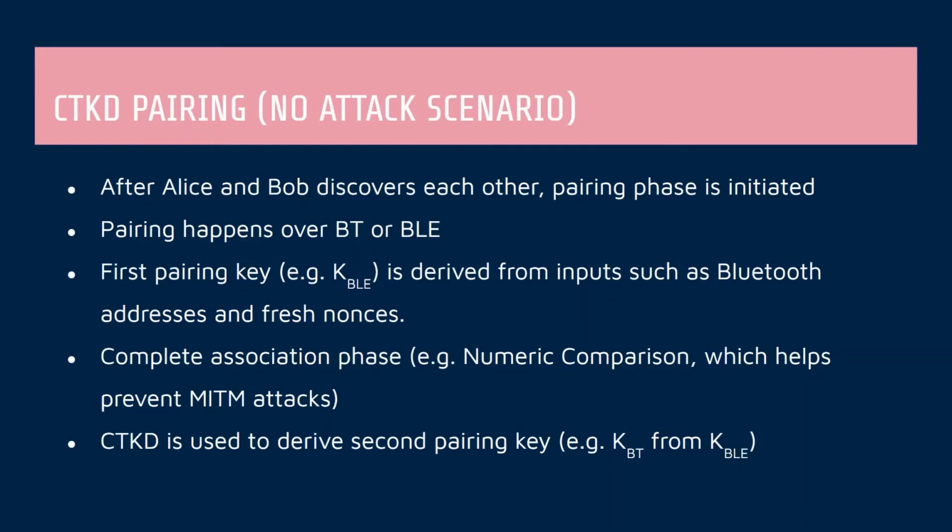Assuming there is no attack, this is how the CTKD pairing process is like. After Alice and Bob discover each other, the pairing phase is initiated. Pairing can happen over BT or BLE. First, the pairing key is derived from inputs such as Bluetooth addresses and fresh nonces. The association phase is then completed. For example, if numeric comparison is used as an association mechanism, the user needs to confirm if he sees the same numeric sequences on the pairing devices. Finally, CTKD is used to derive the second pairing key.